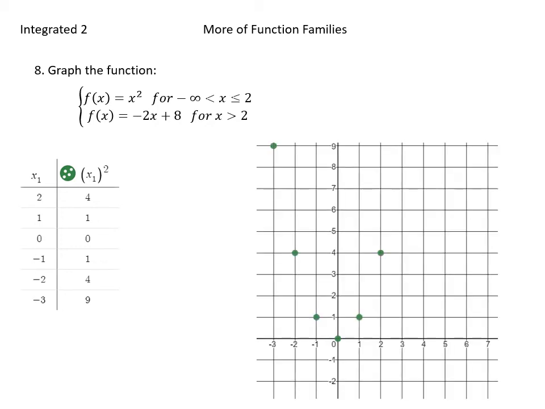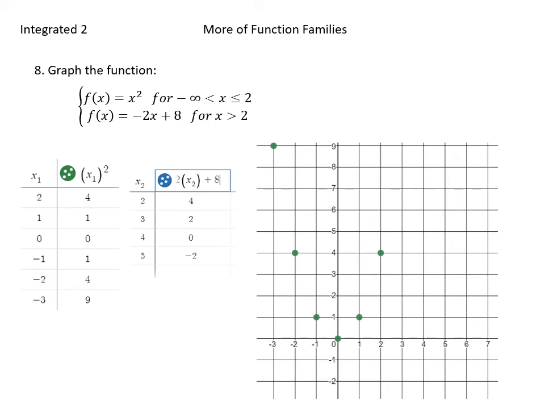And then I plot those. So notice those points kind of go in a little parabola or quadratic shape. Now we follow the second equation, the linear equation, negative 2x plus 8, and the first number I plug in is 2, and then I go to the right, so 2, 3, 4, 5.